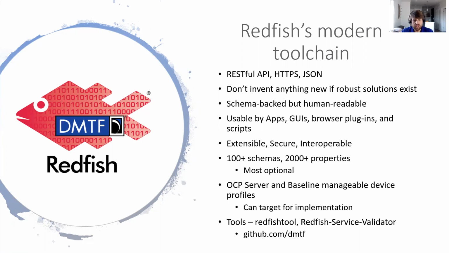And it's 100 plus schemas now, 2,000 plus properties, and most are optional. So there are profiles to define a larger set of required properties, of which the OCP baseline and server profile are the most well-known.